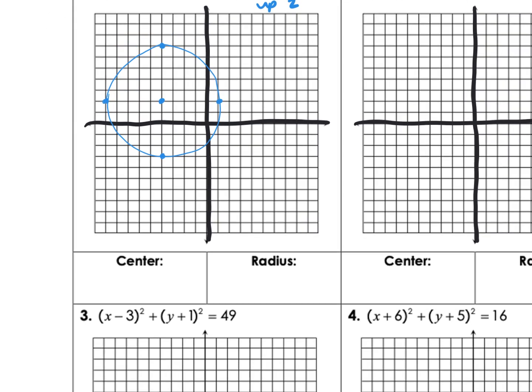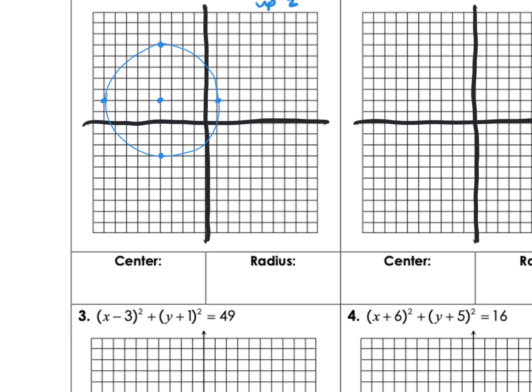All right, so also it asks you down here to write the center and the radius. So my center is at (-4, 2). That is an ordered pair. And the radius r is 5.